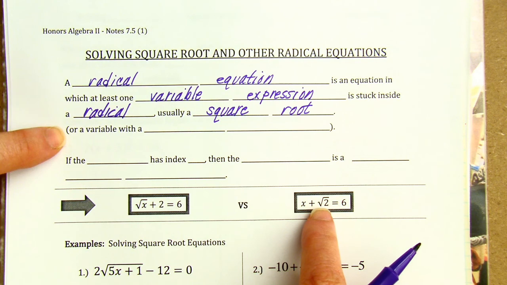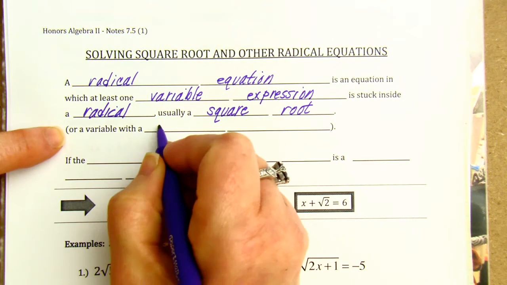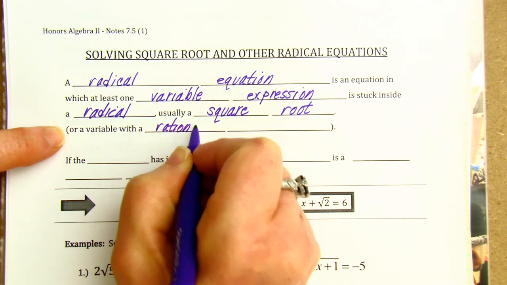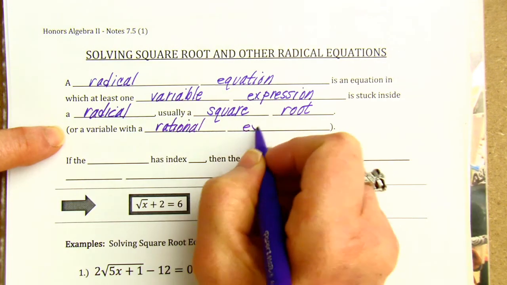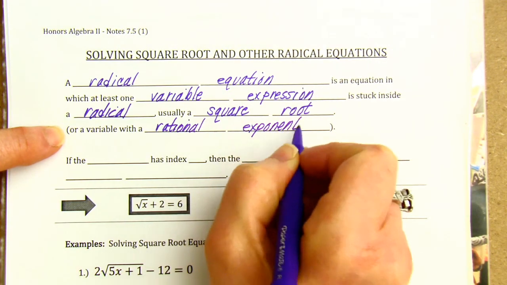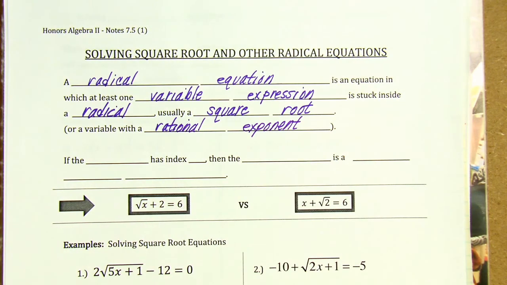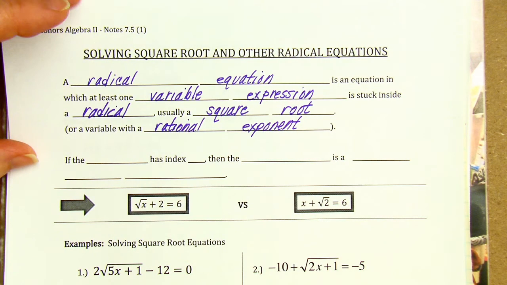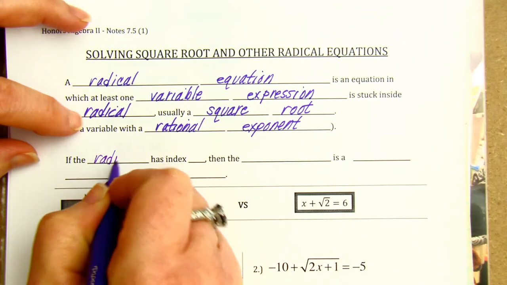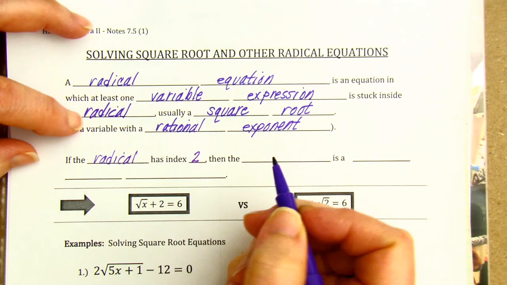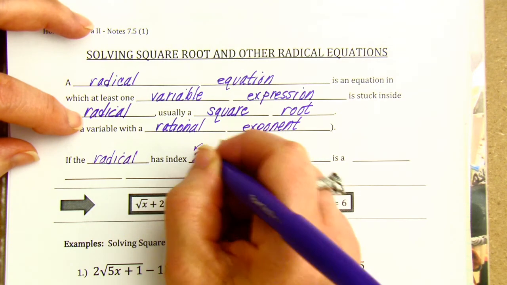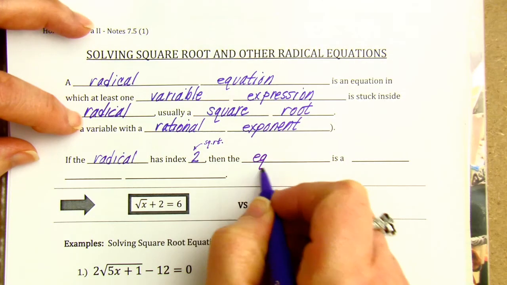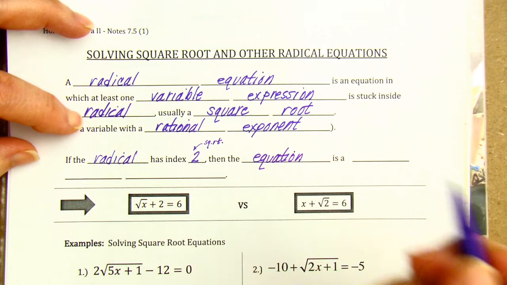And here it says, or a variable with a rational exponent. We know those are radicals incognito. We just finished doing that section. Rational exponent, like x to the 1/2 power. Well, x to the 1/2 power is really the square root of x. If the radical has index 2, which means square root, then the equation is a square root equation.